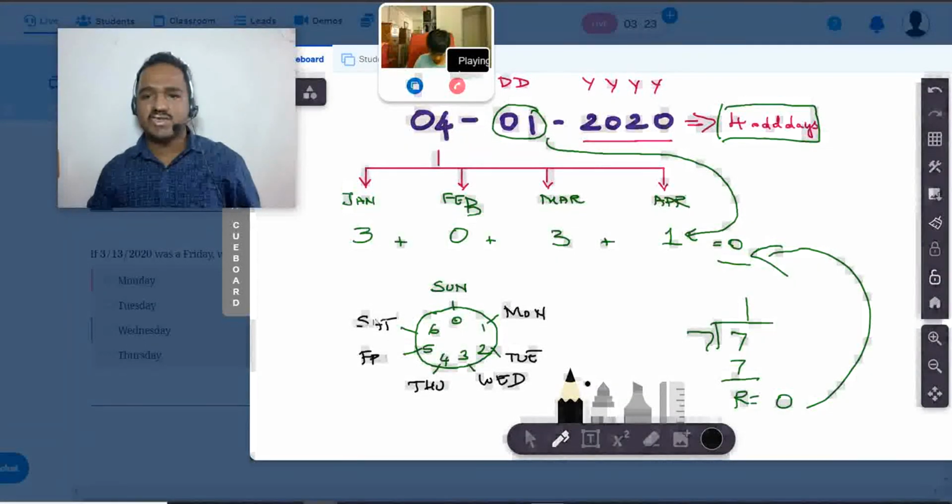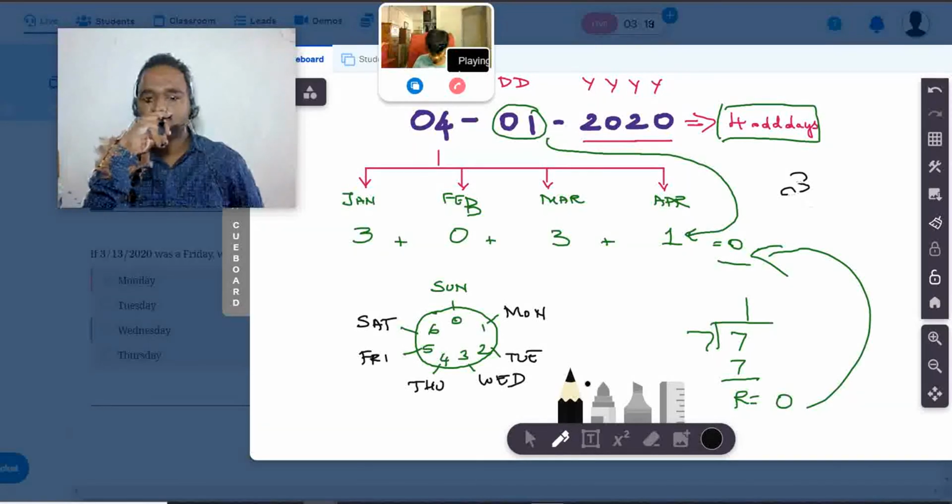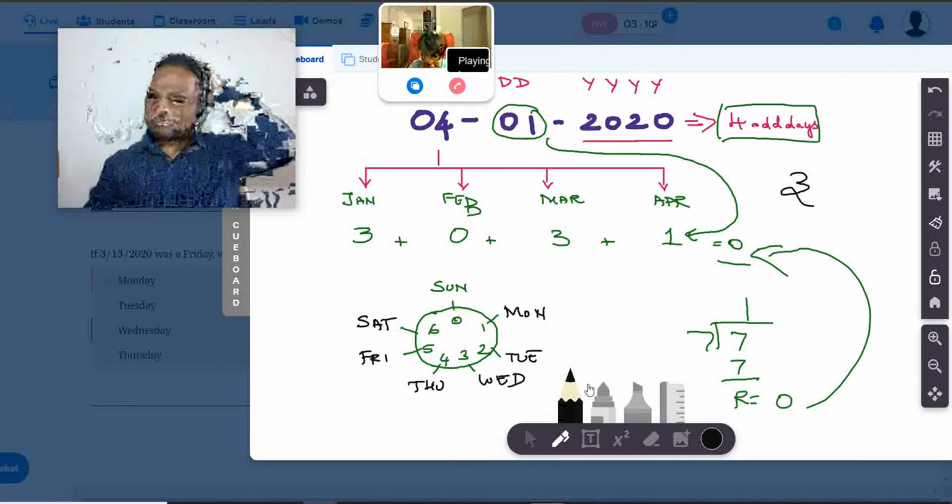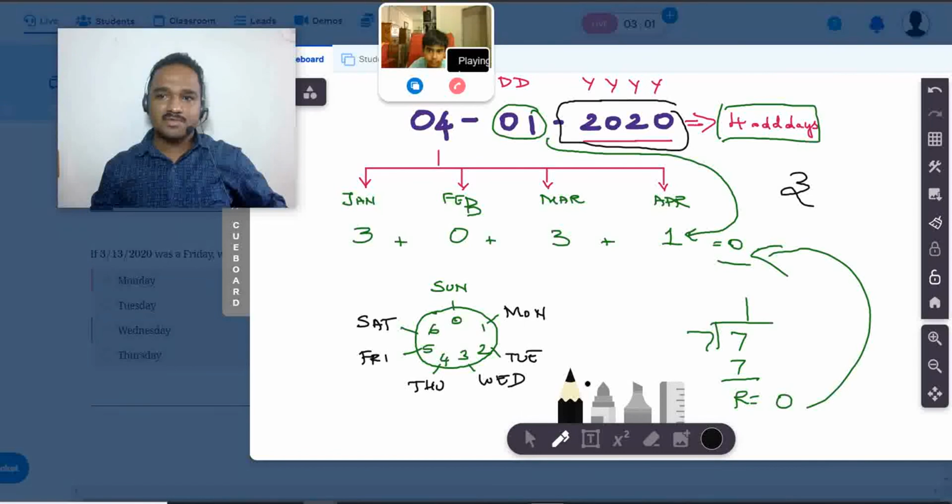Okay, so now actually we got 4. But I think we went wrong somewhere because the actual answer is 3. I think we missed some calculation in the year part. So the actual answer is 3. We'll try that again.